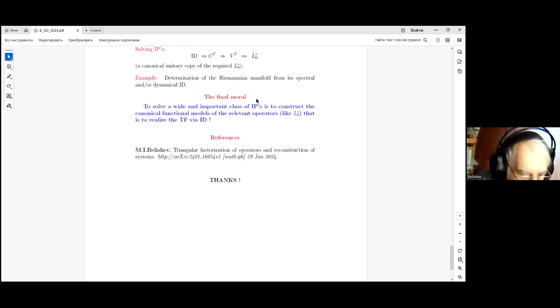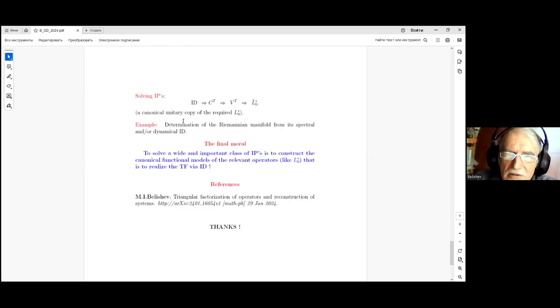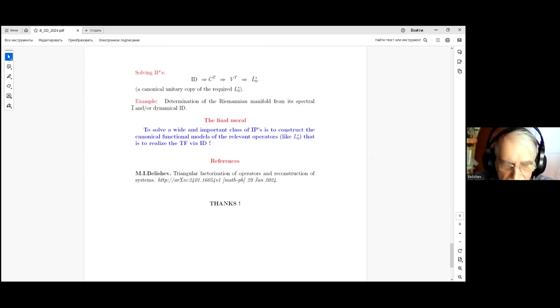The final moral, the philosophy which we publicize and try to propagate: to solve a wide and important class of inverse problems, construct the canonical functional models, it is L0 tilde, of the relevant operators. That is, realize the triangular factorization via inverse data: given inverse data, construct the connecting operator and then realize its triangular factorization along the relevant nest of subspaces. Thank you for your kind attention.